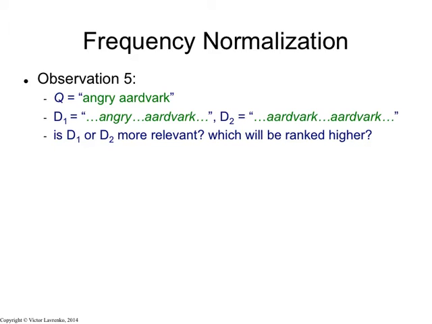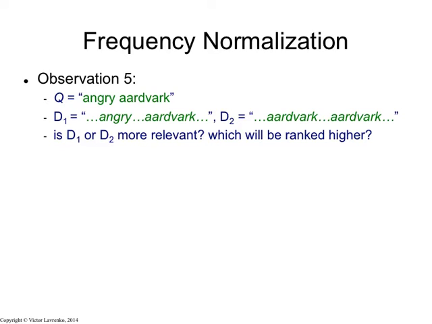D1 has the word angry and the word aardvark. D2 doesn't have the word angry, but it has the word aardvark twice. And then there's a bunch of other documents in the collection, but we're only concerned with D1 and D2. A user comes along, and the user's query is angry aardvark.